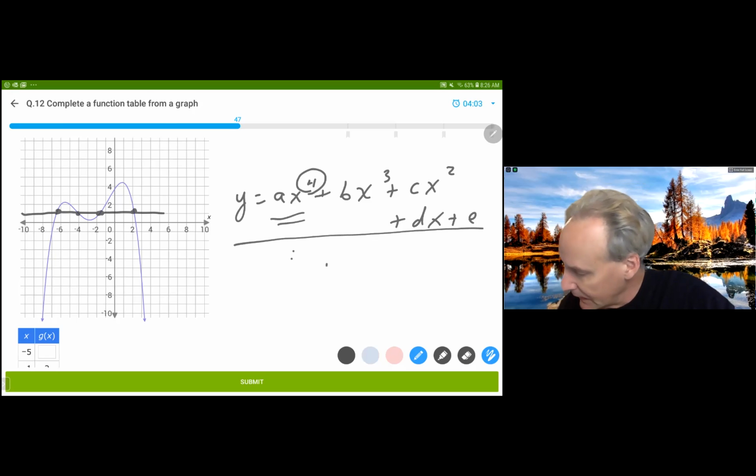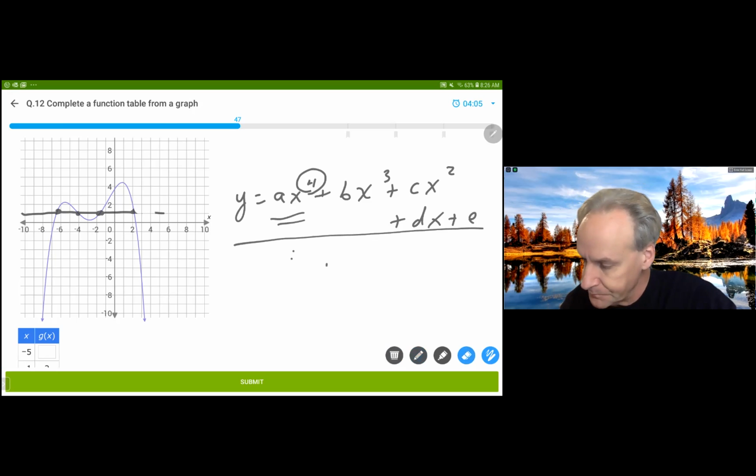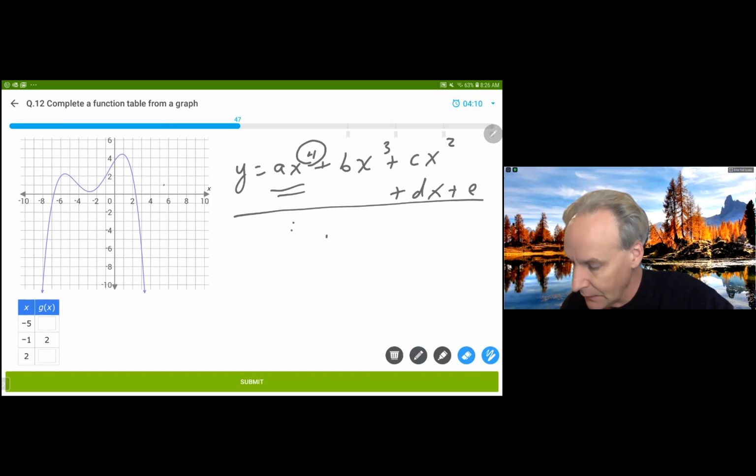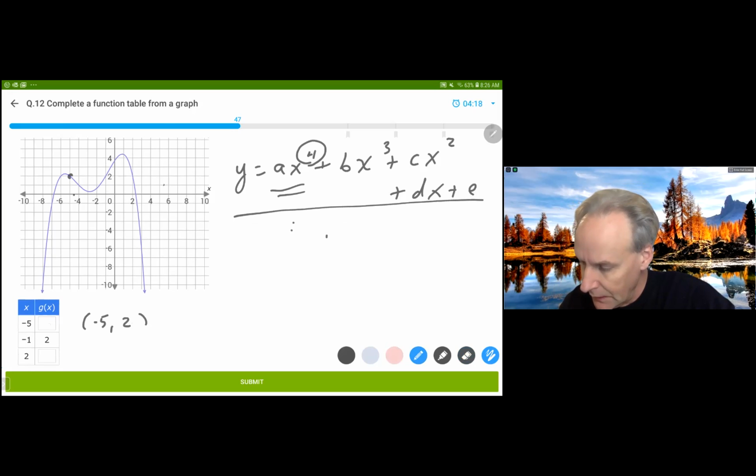So at negative 5, let's see where we are. Let me go ahead and put those in. So we're at negative 5, 2. There's one of our points. And we're at 2, 2. There's another point. And the negative 1, 2 is located right there.